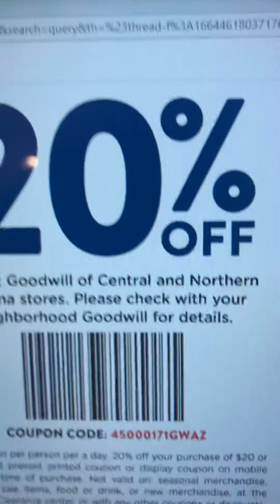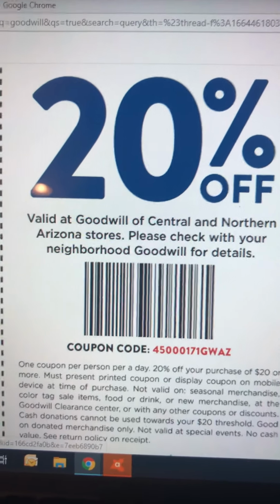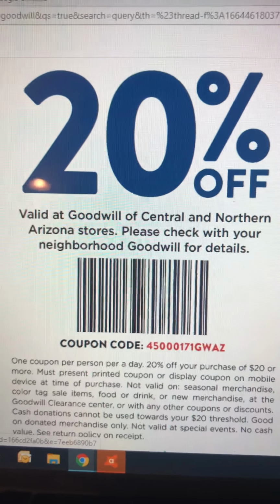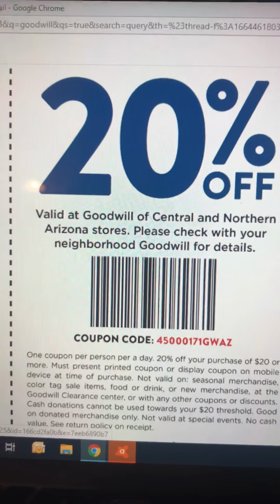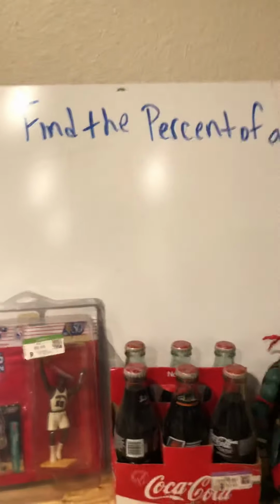Well, that's how much they were, but let me show you something. So I actually went online and subscribed to Goodwill, and I get discounts. I get a coupon through my email, a 20% off coupon, which means, you're right, I did not pay $6.99. I did not pay $3.99, and I did not pay $2.99. I actually paid less. Well, why did I pay less? Well, it has to do with today's lesson.